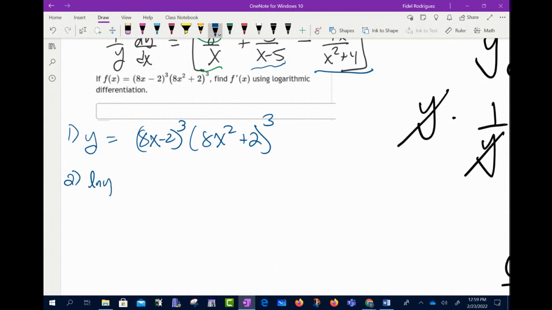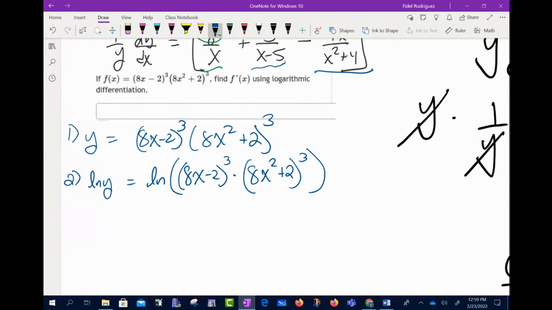Step two, we're going to take the natural log on both sides. The natural log is the logarithm with a base of e. So remember, y'all, I'm taking the ln on both sides.